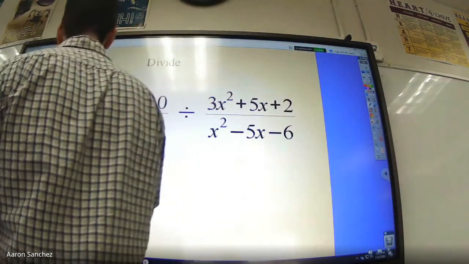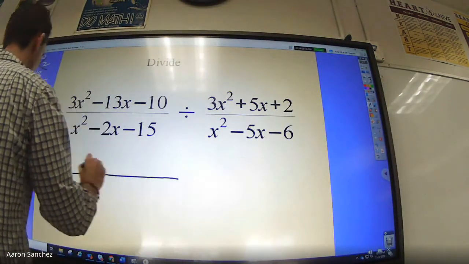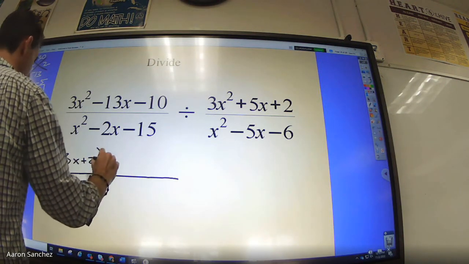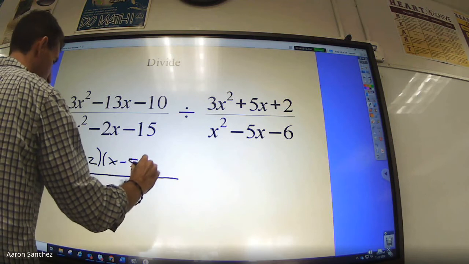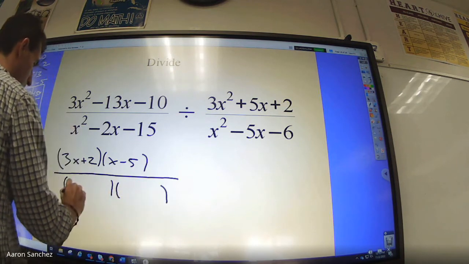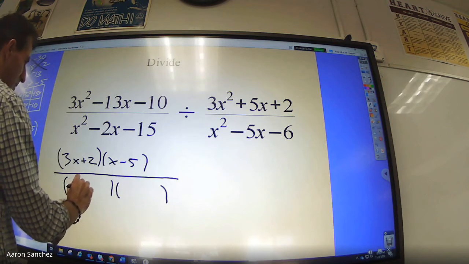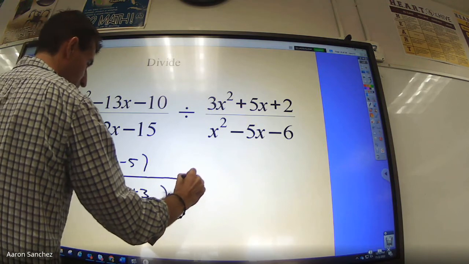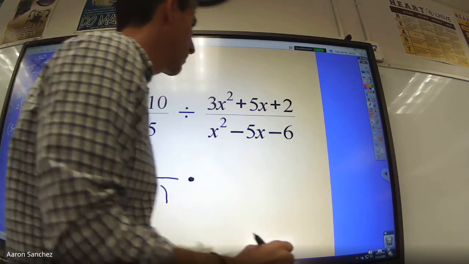I'm going to write out my first one, factored out. I got 3x plus 2 times x minus 5 all over x minus 5 times x plus 3. Look, I'm going to flip it in one step.